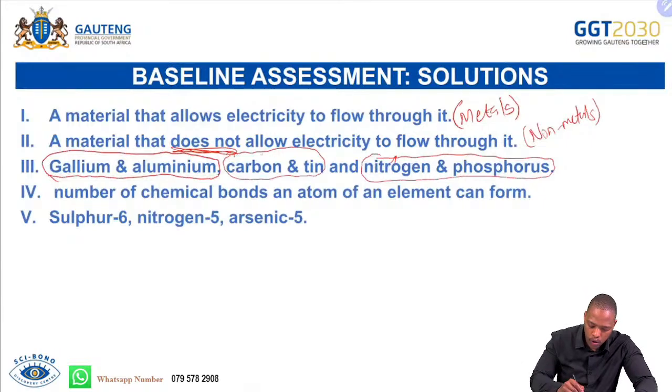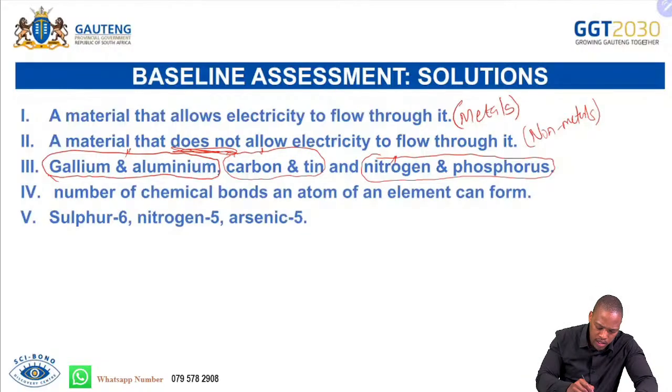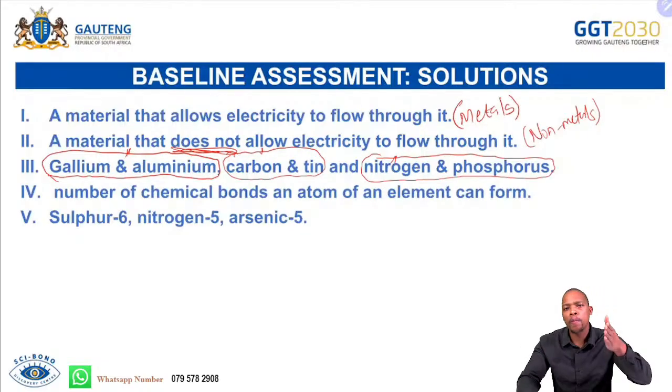All elements in the column where carbon is, those are elements in group 4. And all elements in the column where gallium and aluminum are, those are the elements in group 3. It's important for us to be able to identify that in our periodic table of elements.